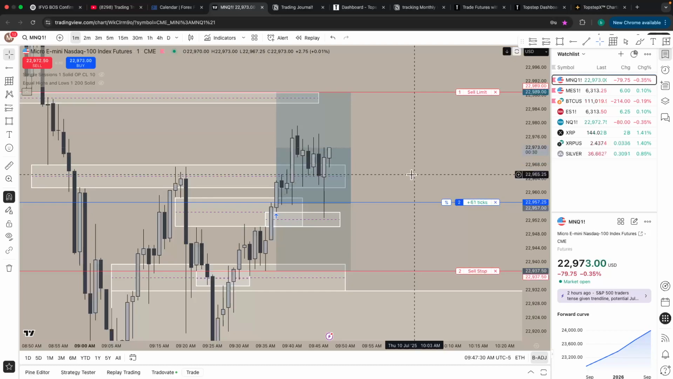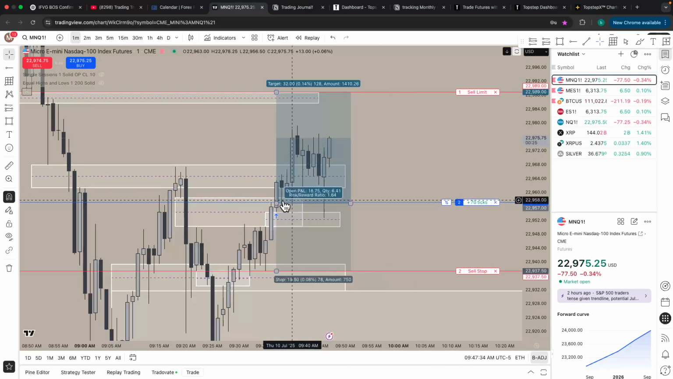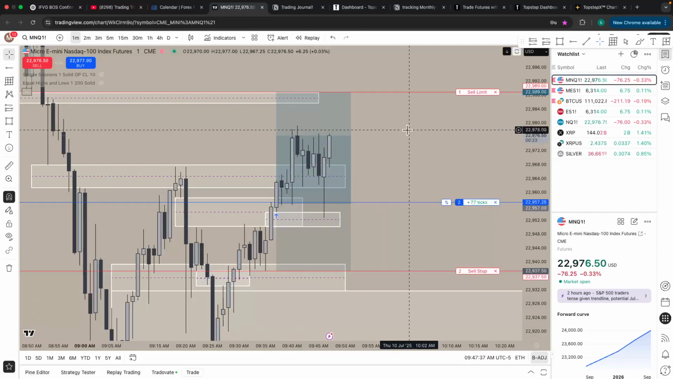It's so nice still being in the trade already at like 9:20, 9:30. How long have I been in this trade? I got in it at 9:37. Same thing.